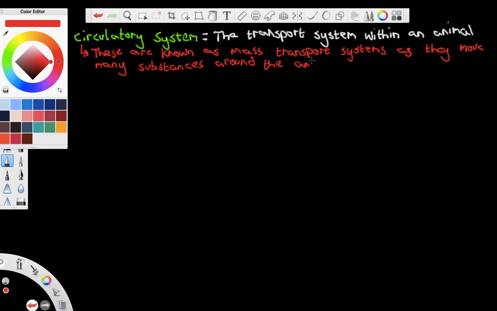Around the animal. Now, there are different types of circulatory system. The first one we're going to talk about is an open circulatory system.